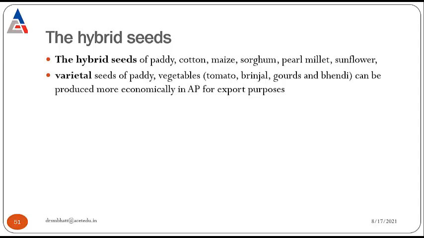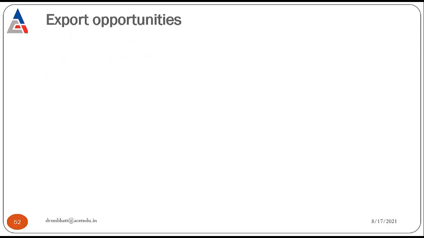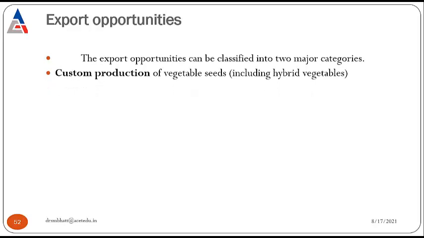So what is the hybrid seed? Various hybrid seeds have now been produced for paddy, cotton, maize, sorghum, corn, flour. Varietal seed of paddy has also been used for various vegetables like tomato, brinjal, corn, and produce more economically and for export purposes. What is the export opportunity? Export opportunity can be classified into two major categories: custom personal seed, and export of branded seeds.